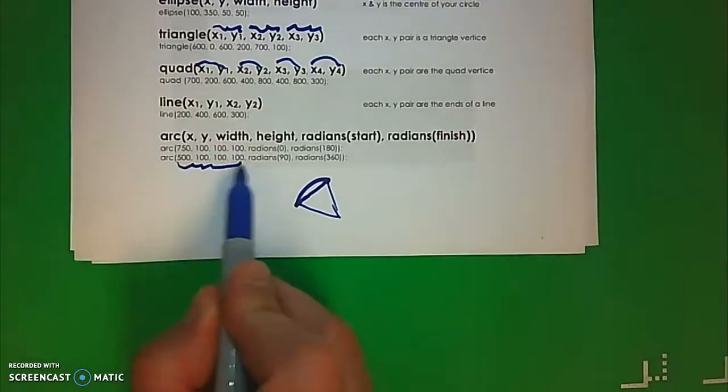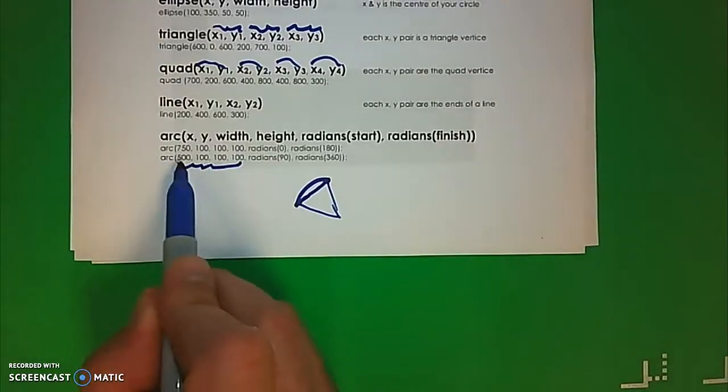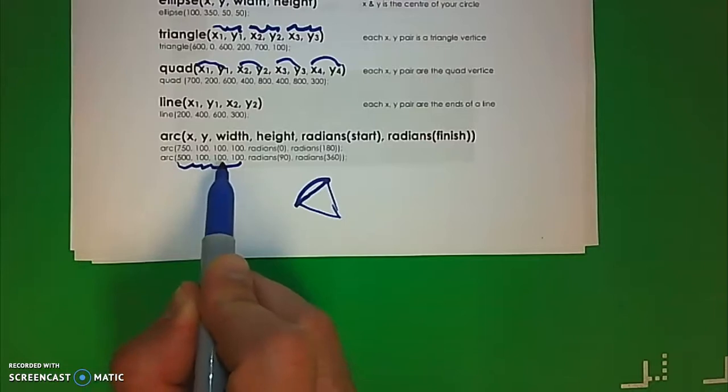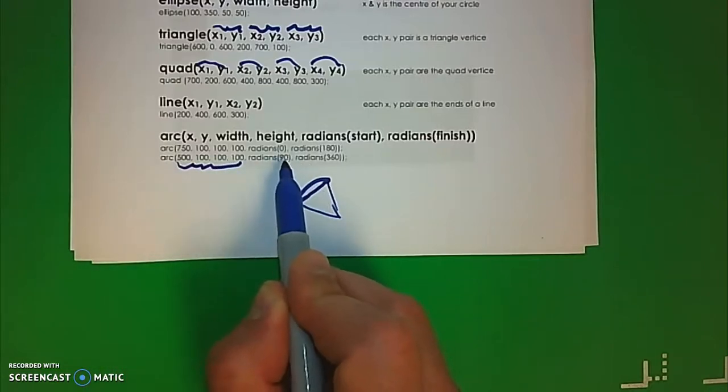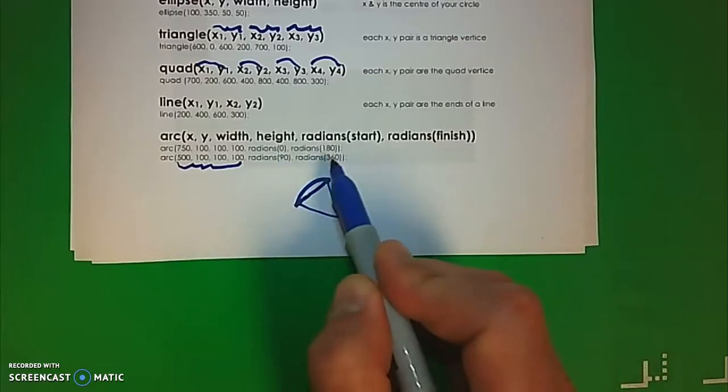So first we provide it with the same information as an ellipse. These two coordinates are the center, this is the total width, and that's the total height. Then we actually have where to start rotating and where to stop rotating.